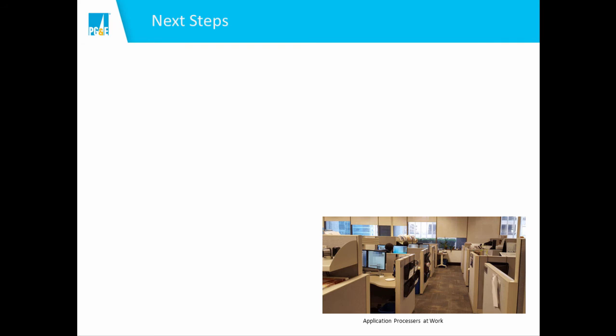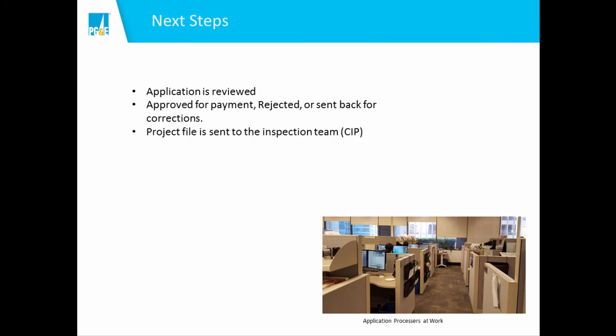So after you've submitted your application, next step is application is reviewed. Then it's either approved, rejected, or sent back to you to make corrections or upload additional documentation. Then the project file is sent over to the inspection team. The inspection team is also known as CIP. After it gets back from inspection, it's either paid, partially paid, or rejected.